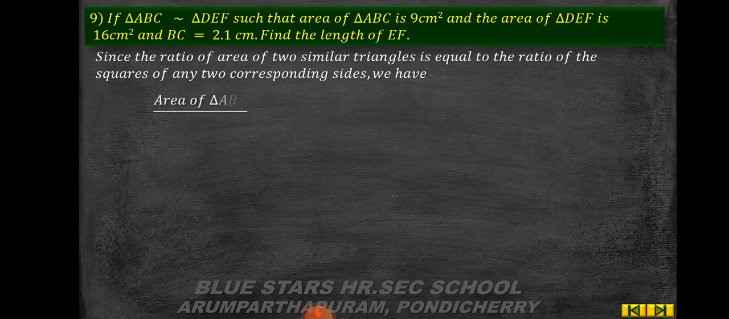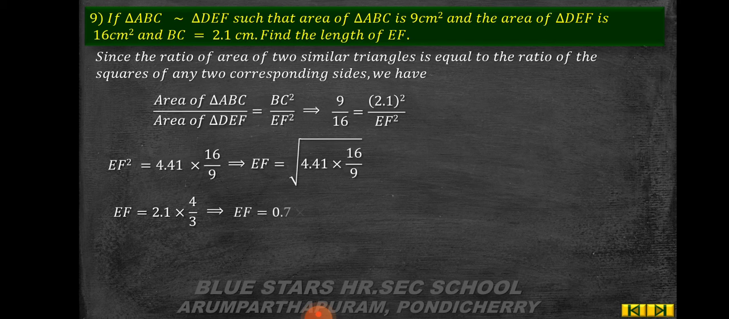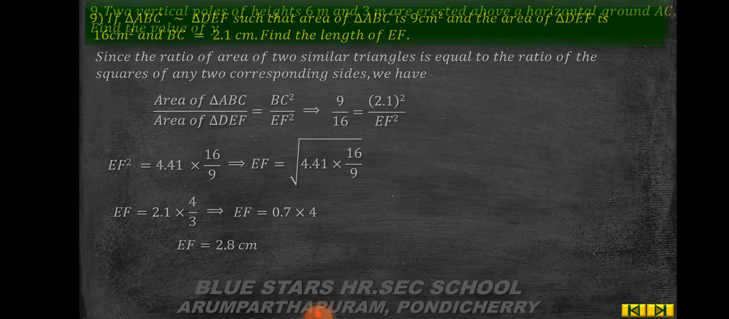Since the ratio of the areas of two similar triangles is equal to the ratio of the squares of any two corresponding sides, we have area of triangle ABC by area of triangle DEF is equal to BC square by EF square, which implies 9 by 16 is equal to 2.1 square by EF square. So EF square is equal to 4.41 into 16 by 9. So EF is equal to root of that value. You get EF is equal to 2.1 into 4 by 3, which gives EF is equal to 2.8 centimeters.